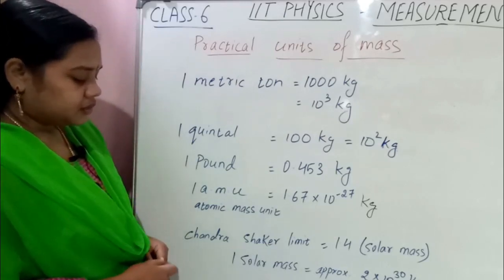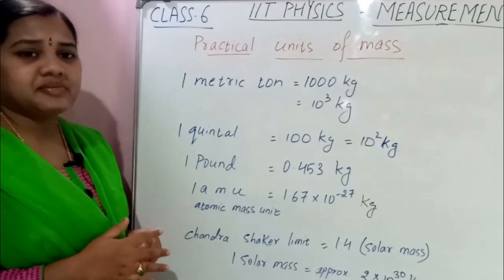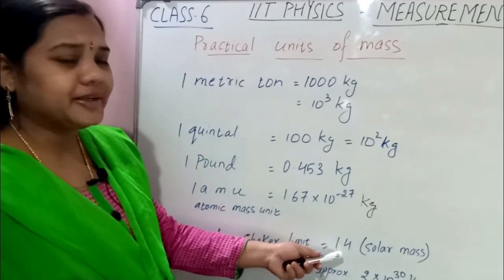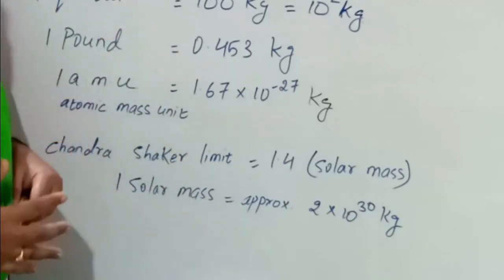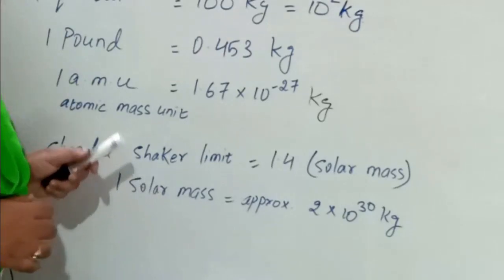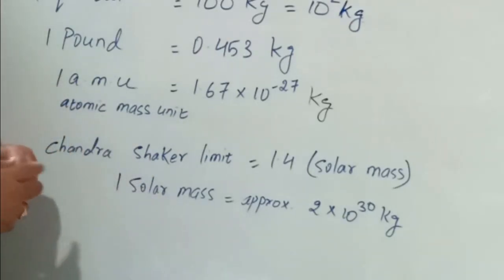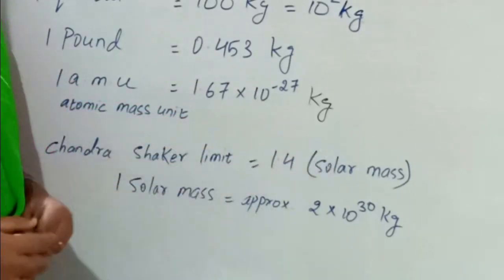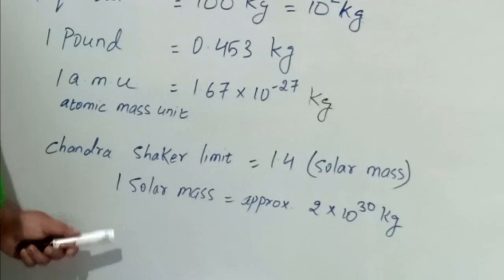Next comes the Chandrasekhar limit. Chandrasekhar limit is equal to 1.4 into solar mass. It's a very big measurement, a heavy mass. This unit is used for measuring mass of heavenly bodies. Then what is solar mass? Solar mass is the approximate mass of the sun.